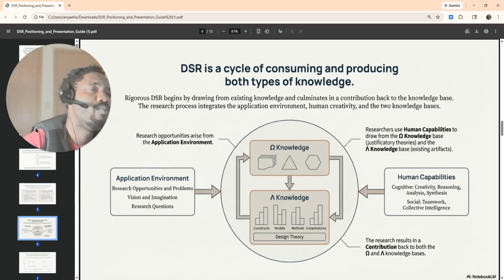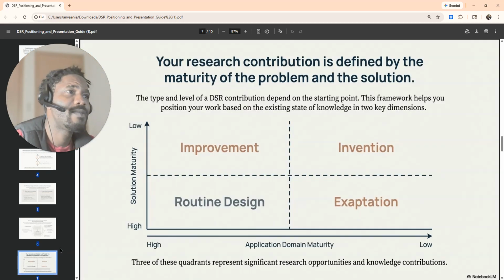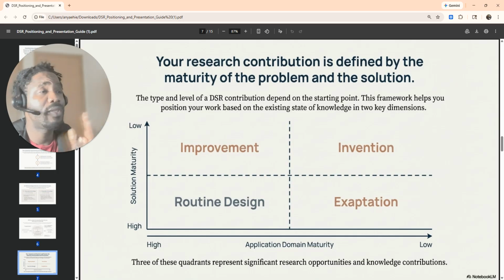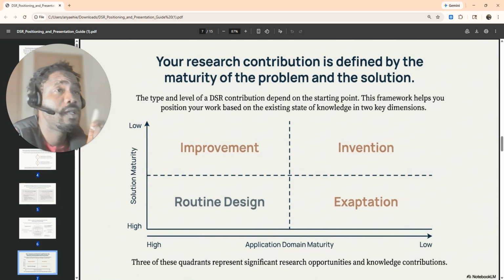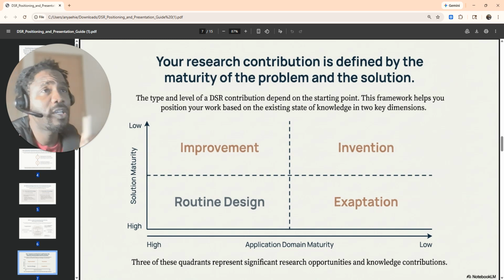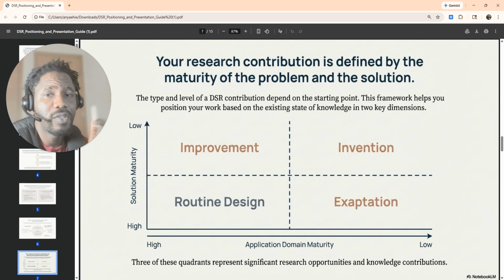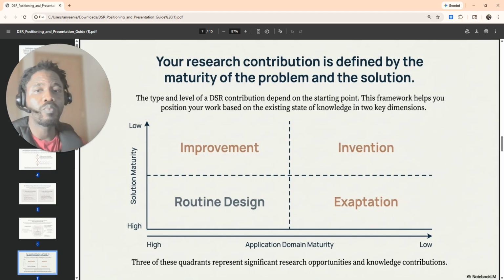So slide 7. Here is the meat of the paper. This matrix is perhaps the most important takeaway of this paper. This will help you identify where your contribution is, what contribution you're making, and where you belong. So this is the meat of this paper.